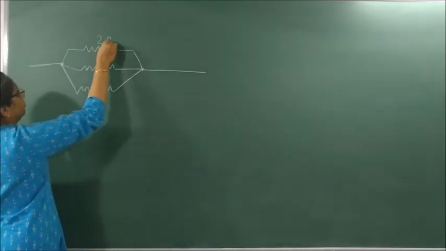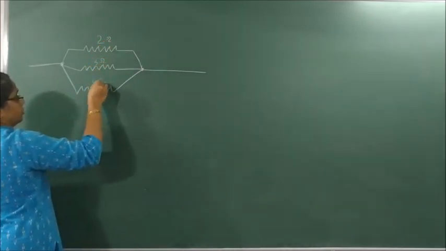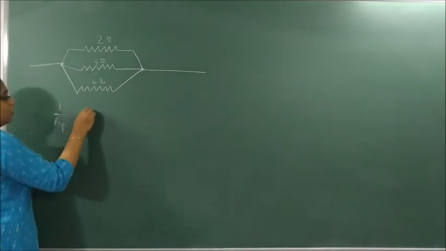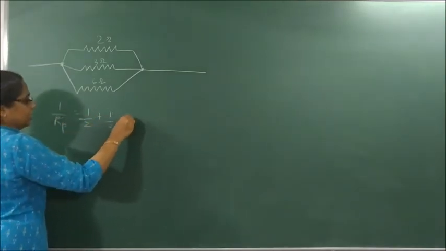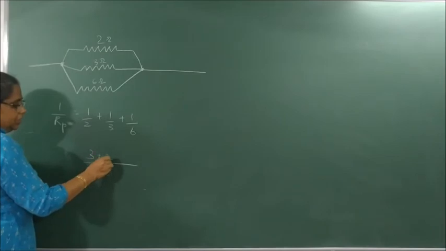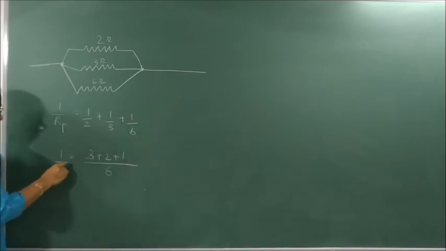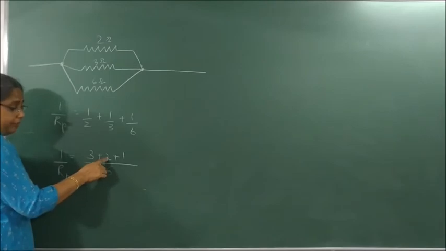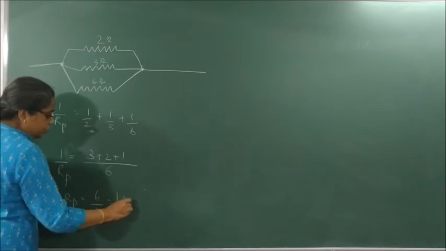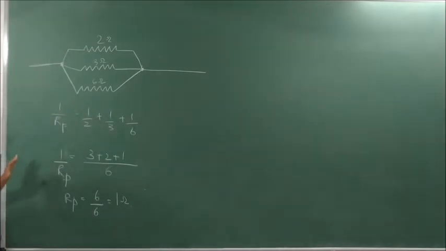We have 2 ohms, 3 ohms and 6 ohms. I am just trying, okay? But what is the concept I am using? In a parallel circuit, the total resistance is always smaller than the smallest resistance. So 1 by Rp is equal to 1 by 2 plus 1 by 3 plus 1 by 6. LCM 6: 3, 2, 1. So 1 by Rp is 6 by 6, so Rp is equal to 1 ohm. Second part clear?